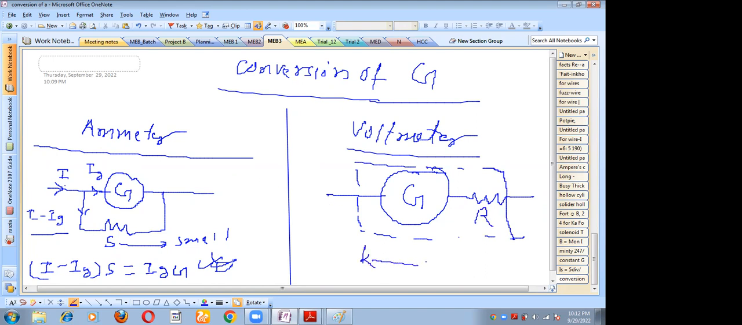So the net voltage V can be calculated here. Suppose the current going through the galvanometer is IG. Then V is equal to IG into (R plus G). Generally R is very high; this resistance is taken as high resistance. So to convert a galvanometer into an ammeter, we shunt it with a small resistor, and to convert a galvanometer into a voltmeter, we put a high resistance in series. Understood? Now let us do the questions for more clarity.